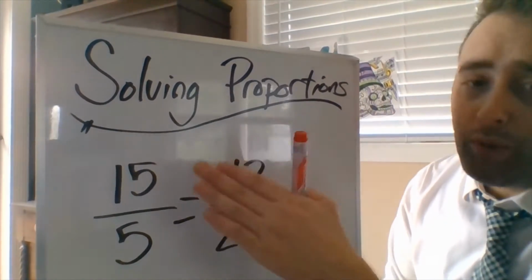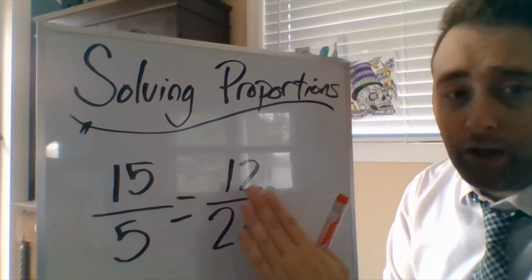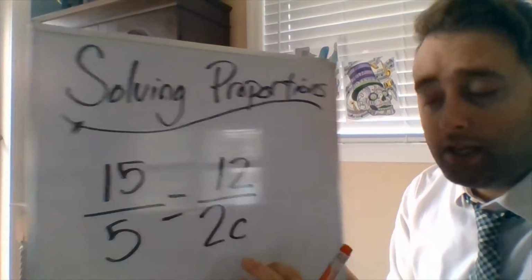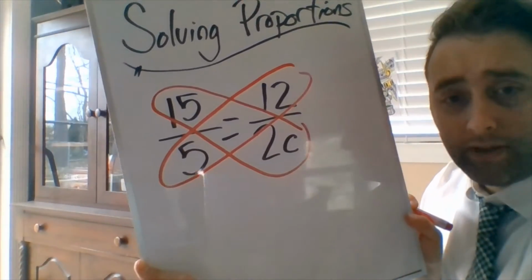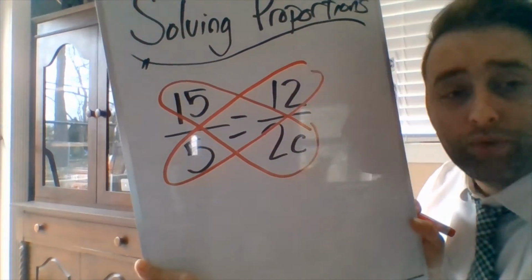Okay, so in this problem, you have 15 over 5 is equal to 12 over 2c. Now, where I said baseball bat and baseball before, it's a little different because your bat's going to be different, your ball's going to be different. We need to multiply across for both sides.